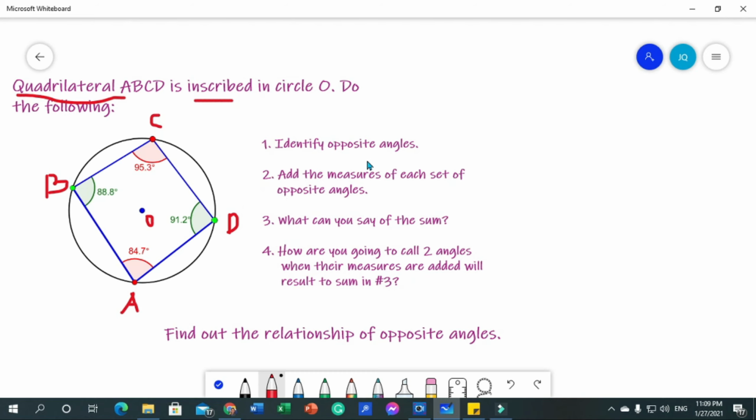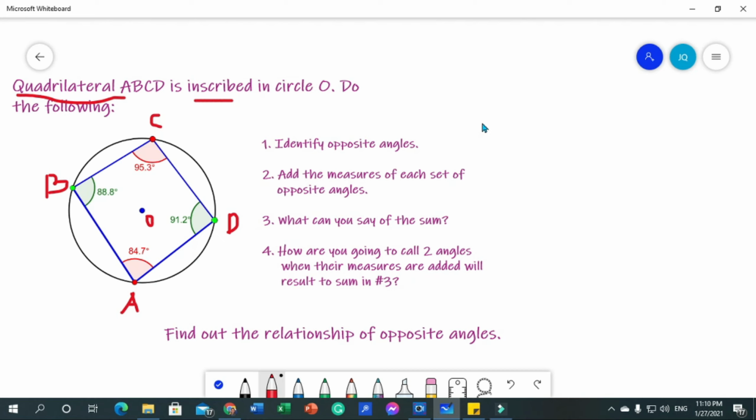Number one, we are going to identify opposite angles. How many angles are formed? Obviously, there are four. This one, angle BAD or angle A, we will just use one letter, the vertex, so that we will not be confused with lots of letters. The second angle is angle B, this one. Then angle C, this one. And angle D, this one.